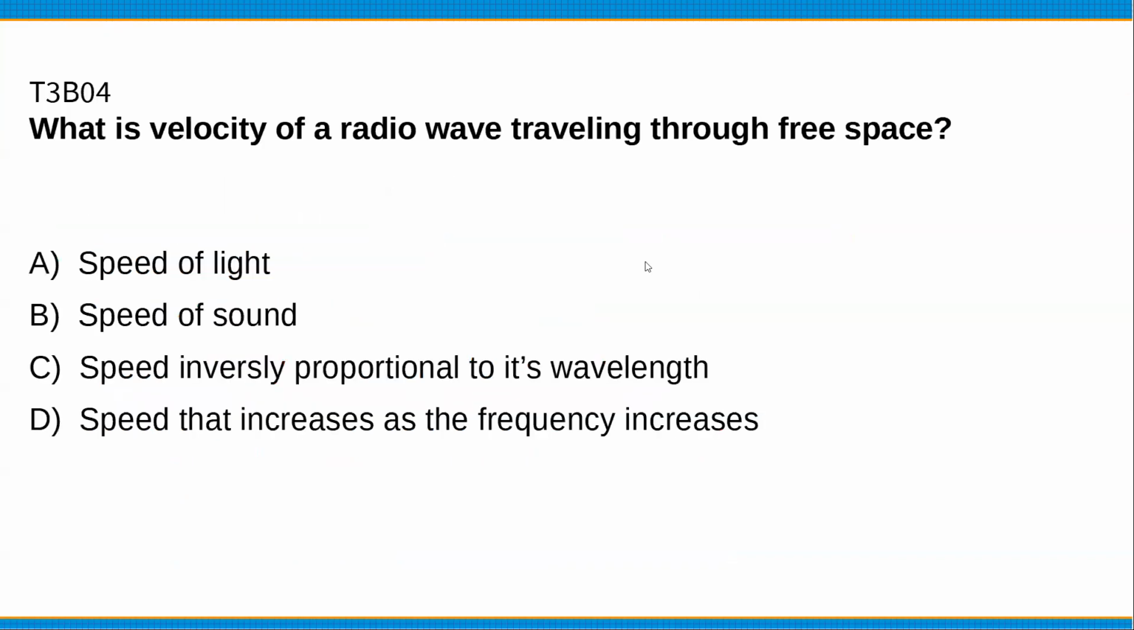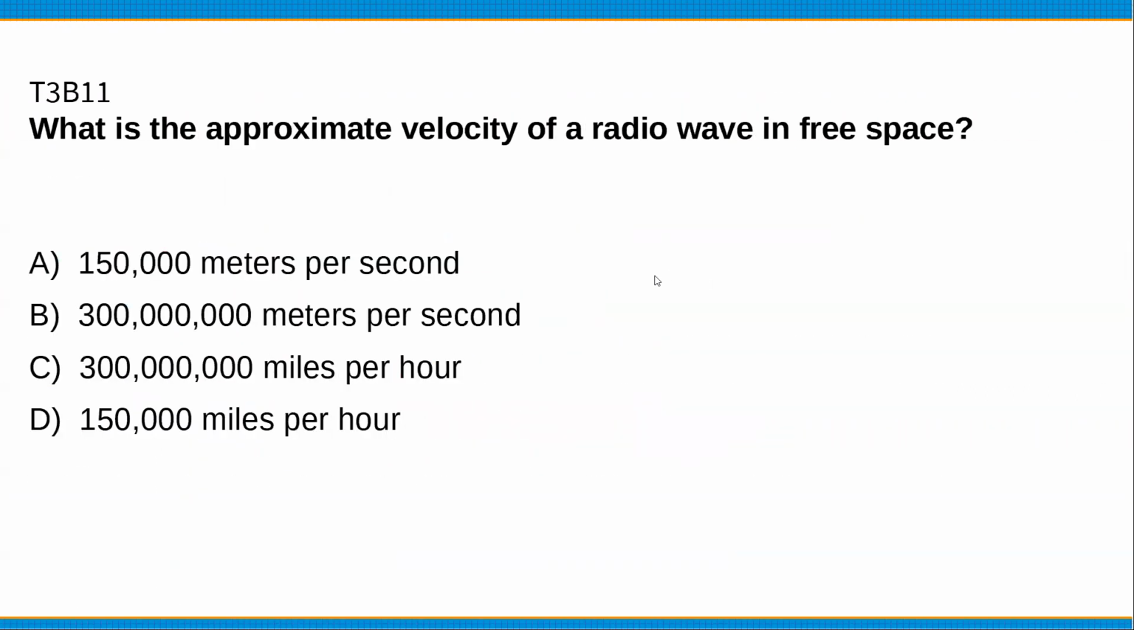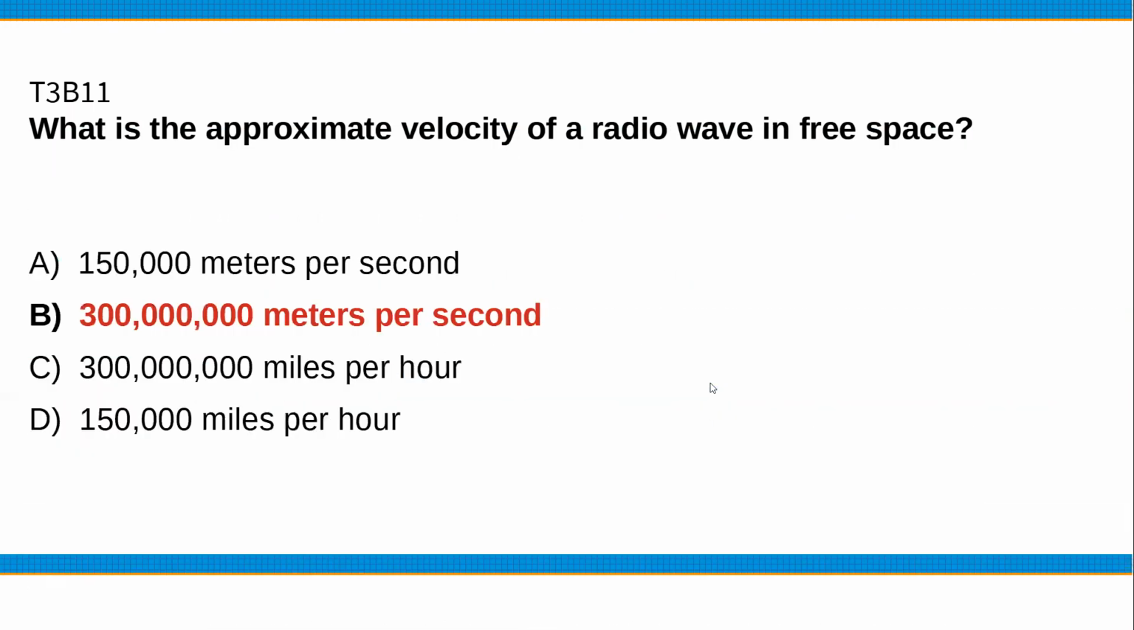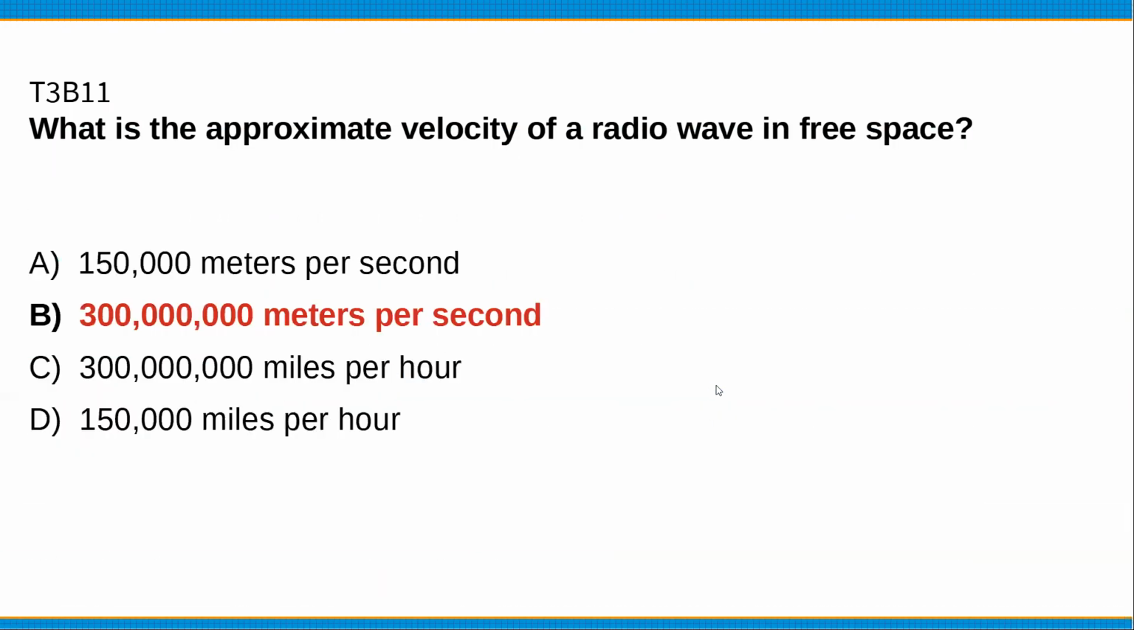What is the velocity of a radio wave traveling through free space? Speed of light. What's the approximate velocity of a radio wave in free space? Three times 10 to the 8 meters per second. But they're using 300 to the 6. Well, and that way it comes out megahertz.